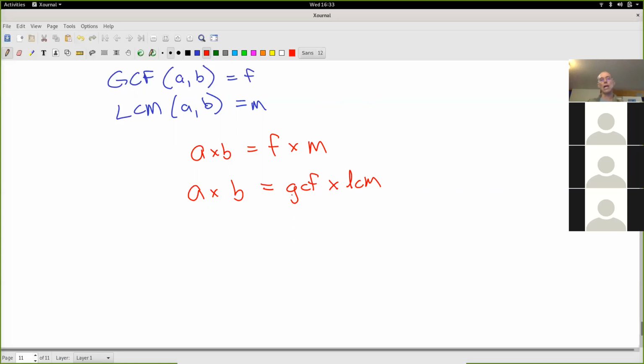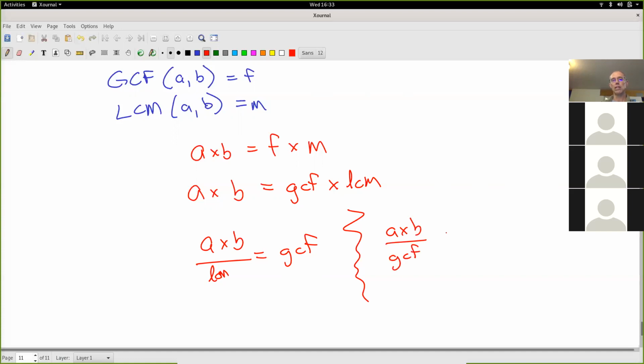So if I'm better at finding, say, the LCM, then I can find that first, and I can treat this as an equation and divide the LCM to the other side. So I could write this as A times B divided by the LCM is always going to be equal to the GCF. And vice versa, if you're better at finding the GCF, then you just take A times B divided by the GCF, and that's always going to give you the LCM, which is kind of a cool result. So that's another relationship there. And there are some homework problems you can test that out on.